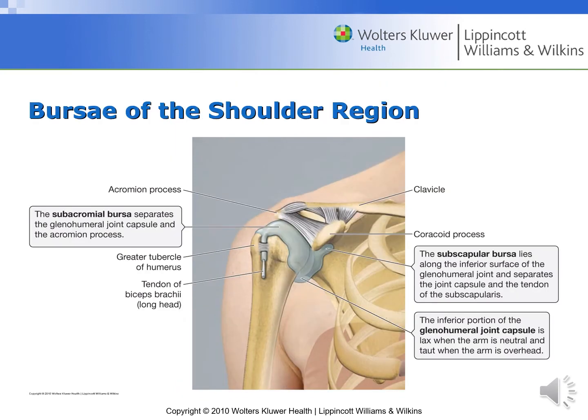Now let's consider the bursae of the shoulder region. Over to the left, the subacromial bursa separates the glenohumeral joint capsule and the acromion process. The subscapular bursa lies along the inferior surface of the glenohumeral joint and separates the joint capsule and the tendon of the subscapularis. Also, the inferior portion of the glenohumeral joint capsule is lax when the arm is neutral and taut when the arm is overhead.